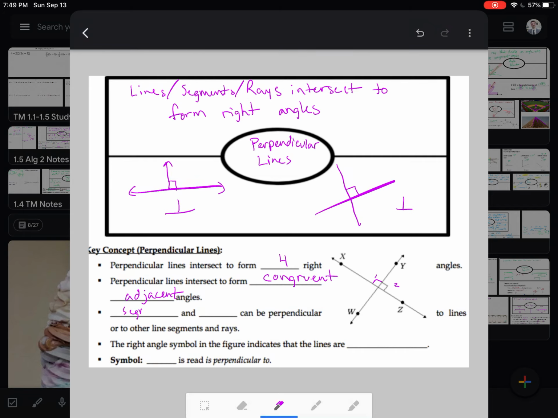Segments and rays can be perpendicular to other line segments and rays. So for example, the ray that we had up here, if you see that up top, that ray is perpendicular to a line. So any combination of these things, as long as they intersect at a right angle, we're happy. The right angle symbol in the figure indicates that the lines are perpendicular.